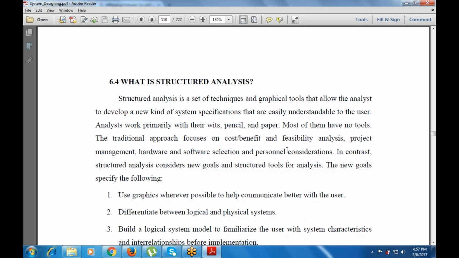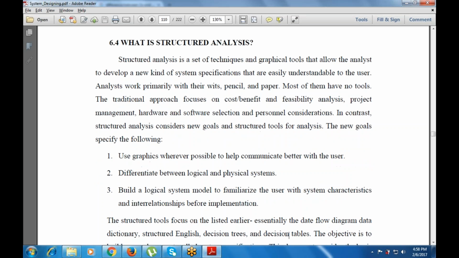The new goals also specify the following: use graphics wherever possible to help communicate better with the users, differentiate between logical and physical systems, and build a logical system model to familiarize the user with system specification and the interrelationships before the implementation.